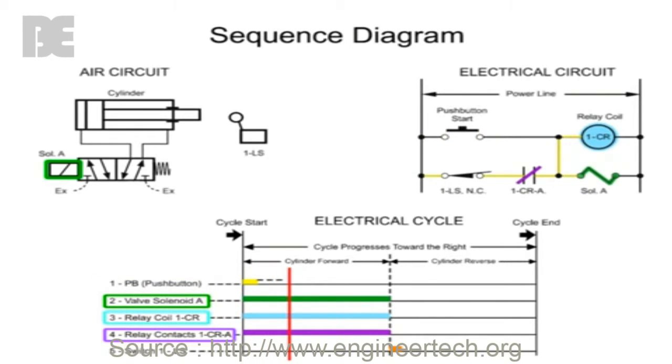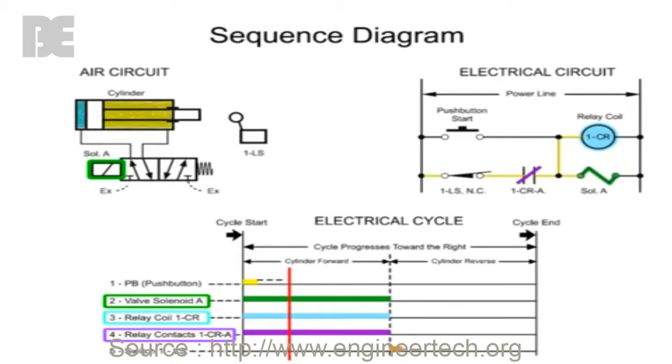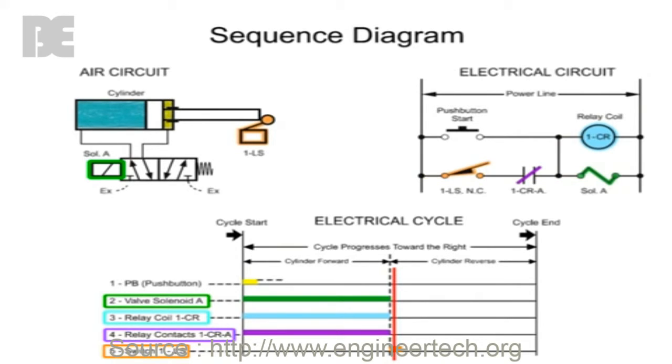Since solenoid A is now energized, the valve shifts accordingly to allow fluid into the blind end of the cylinder. The cylinder travels forward and at the end of its stroke actuates limit switch 1LS on line 5. When the switch contacts open, current is removed from the relay coil. Relay contacts 1 CRA open, removing current from the solenoid valve.